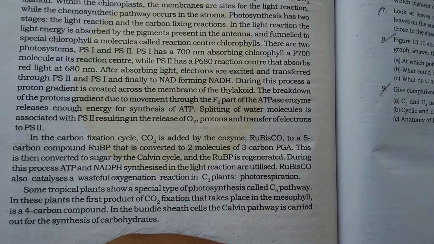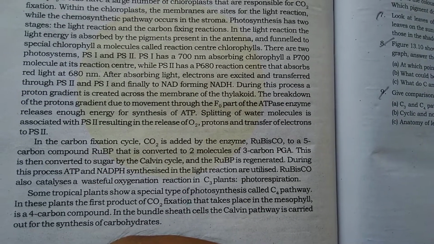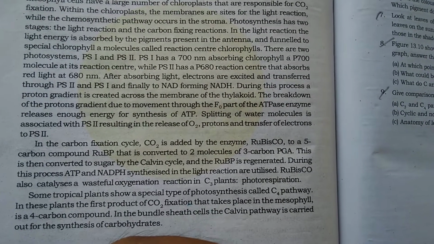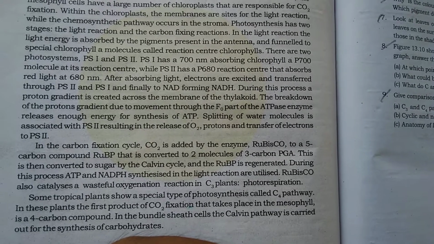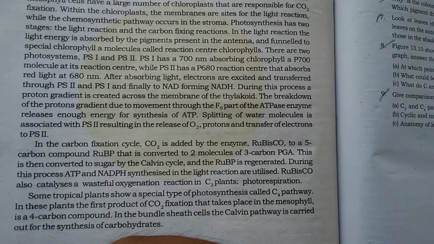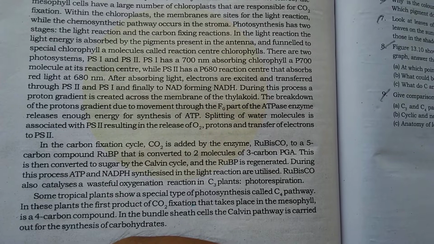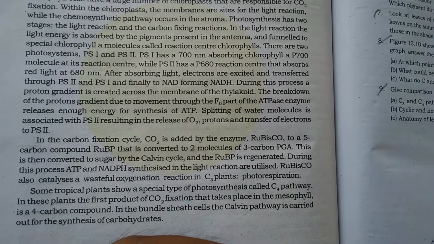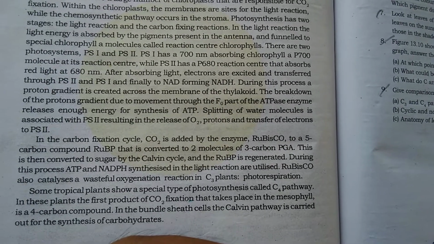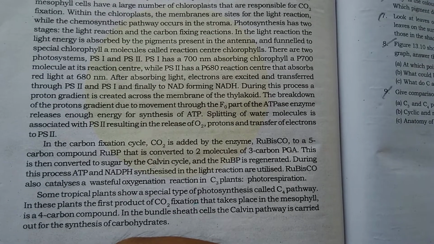Some plants show a special type of photosynthesis called the C4 pathway. In these plants, the first product of CO2 fixation, which takes place in the mesophyll, is a 4-carbon compound. In the bundle sheath cells, the Calvin pathway is carried out for the synthesis of carbohydrates.